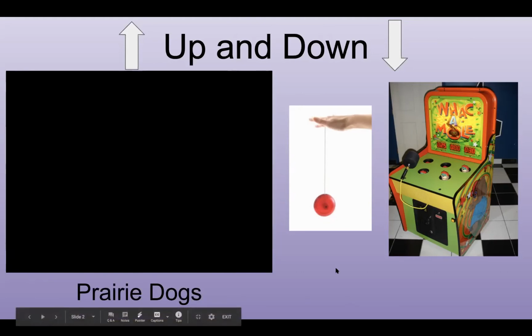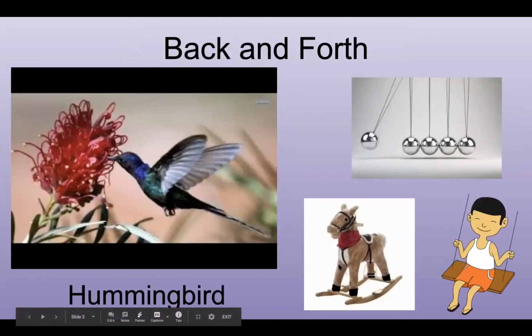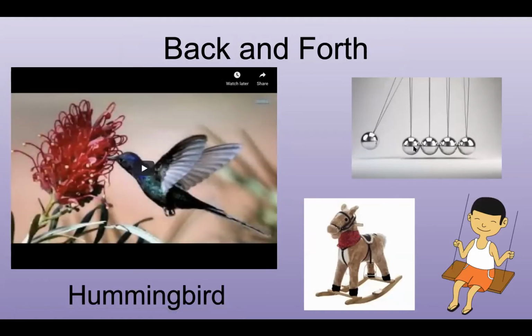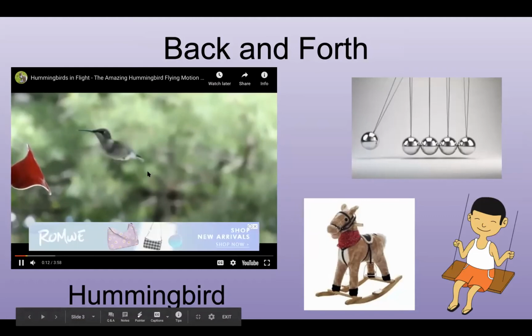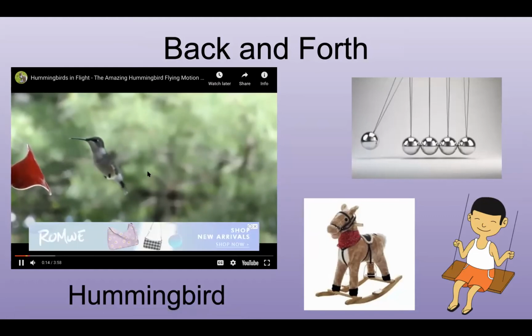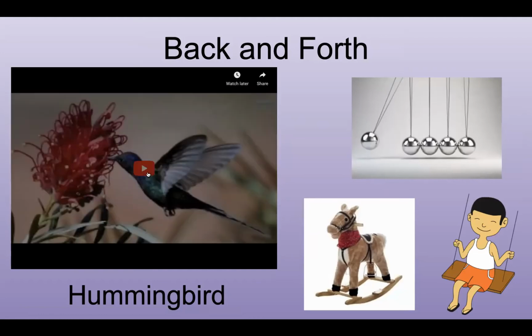Our next one is back and forth. So some things that go back and forth. I have a recliner that goes back and forth so I can rock myself to sleep. There's a swing that goes back and forth. And out here we have hummingbirds. So these hummingbirds, they fly forward to drink nectar from the flowers, and then they fly backwards. They fly forward to drink nectar, and they fly backwards.